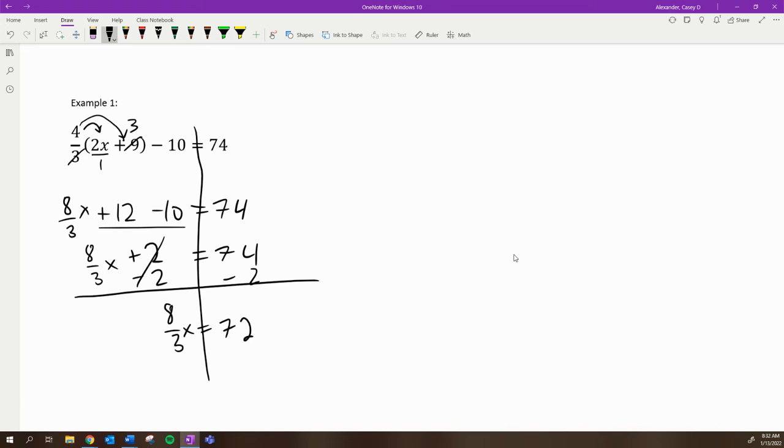Now, you probably remember how to get rid of this fraction, but let me just remind you, you multiply by the reciprocal. The reciprocal of 8/3 is 3/8. When I multiply 8/3 times 3/8, one way to think of it is I get 8 times 3 is 24, 3 times 8 is also 24, and that's 1. So if I multiply this by 3/8, I'm not going to get 1, I'm going to get 1x, which is where I want to be.